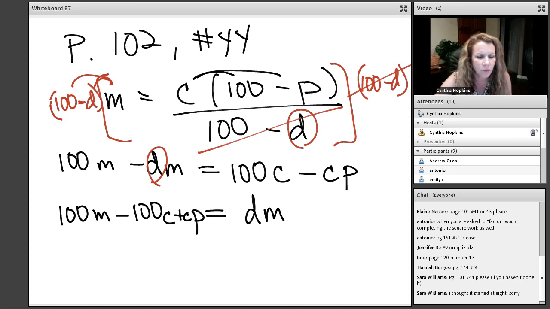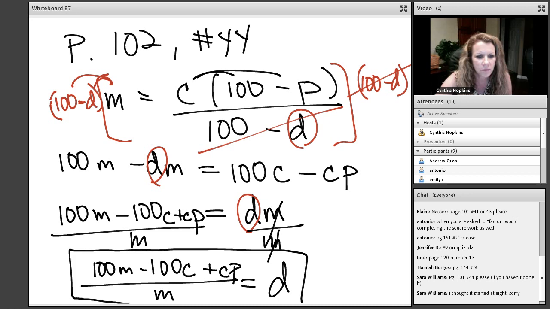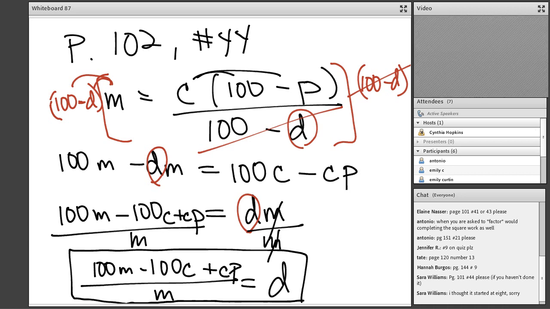So the 100m was already there. I'm going to subtract 100c, and then I'm going to add cp. And let's circle our d again. And so all I have to do is divide by m, and I'm done. So that all over m, this all over m. So my m's cancel, of course, and so d equals 100m minus 100c plus cp all over m. And that's your answer. Okay, there you go. All right, guys.